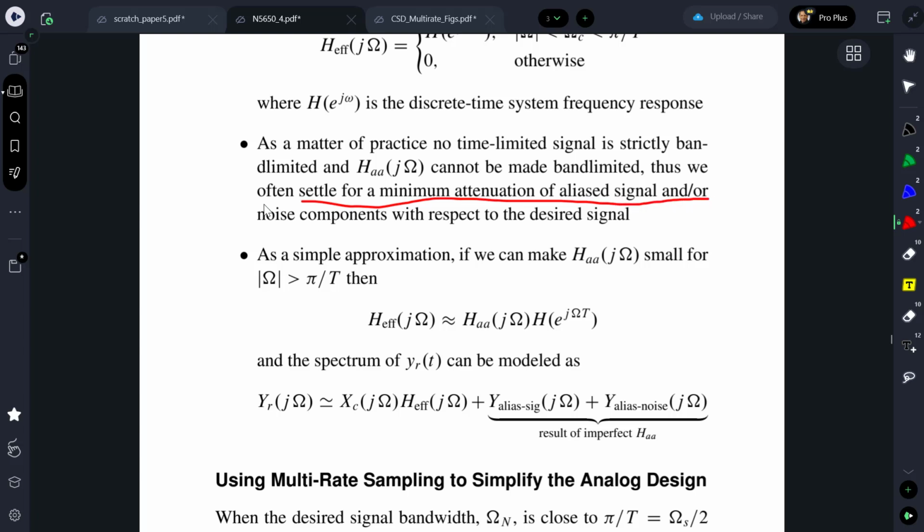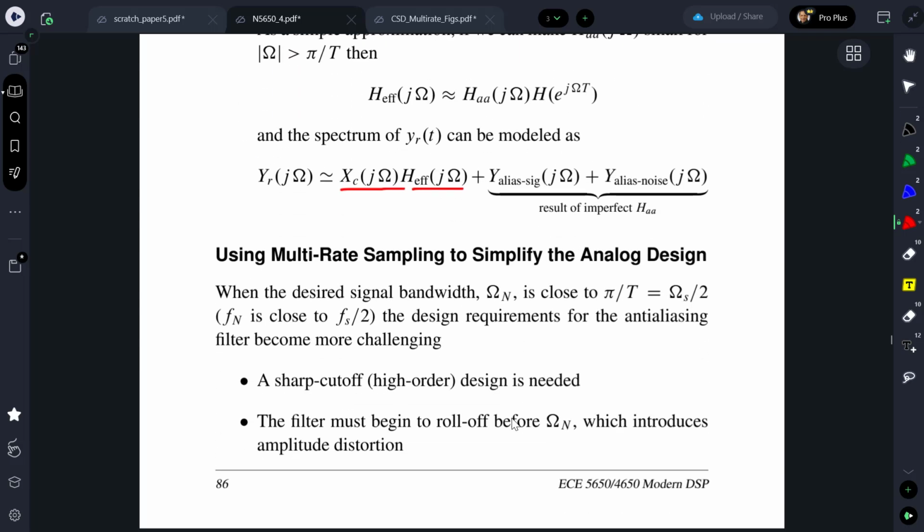It says that we get the signal of interest pumped through our effective frequency response to the output, but then we get two other components. We get some alias signal components leaking in, and we get some noise that's folding down due to aliasing and landing on top of our desired signal and noise. So fundamentally, that's just the way it is, but there are things we can do to make it easier.